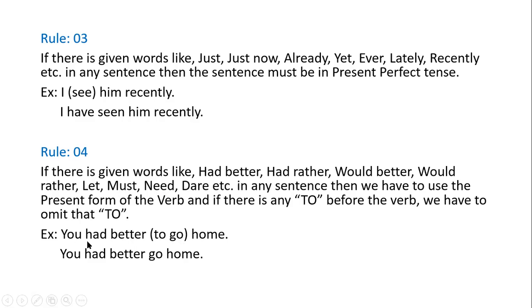And according to the rule, had better, there is a had better in the sentence, so we have to use the present form. You had better go home. This will be the correct sentence.